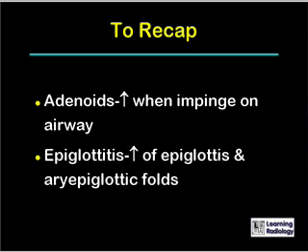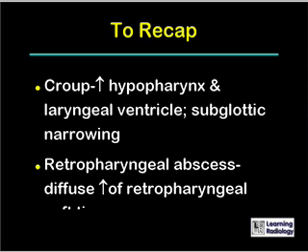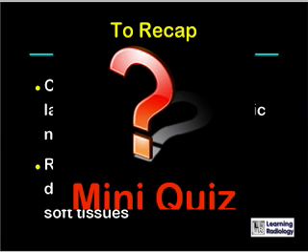So to recap, adenoids are enlarged when they impinge on the nasopharyngeal airway. Epiglottitis features enlargement of the epiglottis, the thumb sign, and enlargement of the aryepiglottic folds. In Croup, there is dilatation of the hypopharynx and the laryngeal ventricle and narrowing of the subglottic space. And in a retropharyngeal abscess, there is usually diffuse enlargement of the retropharyngeal soft tissues.